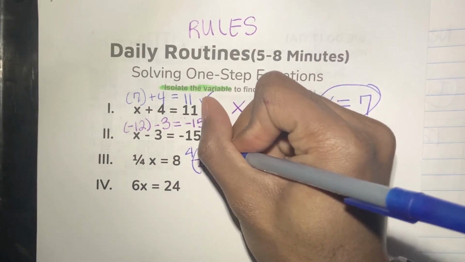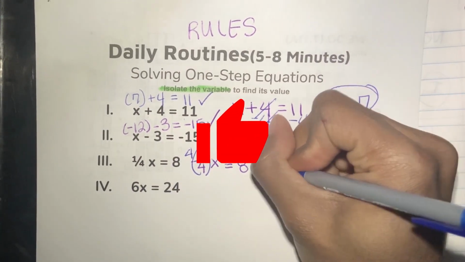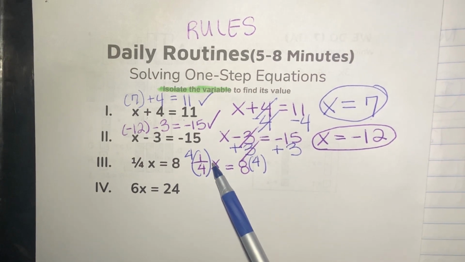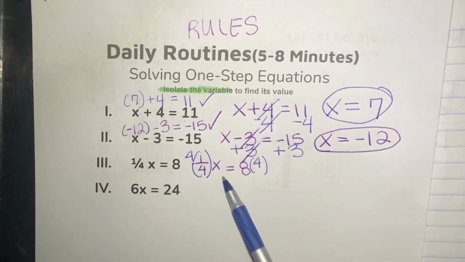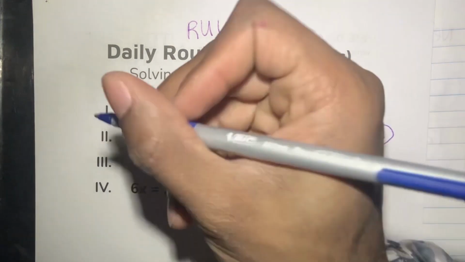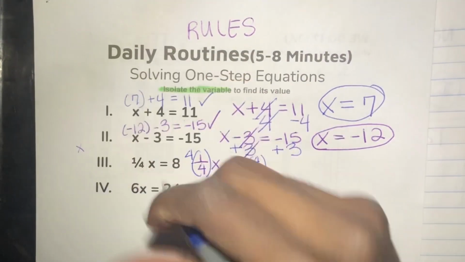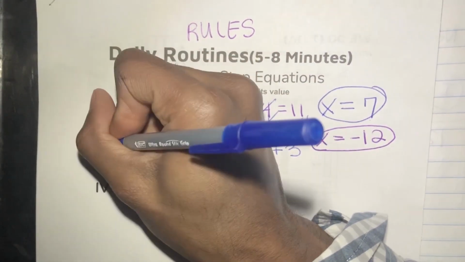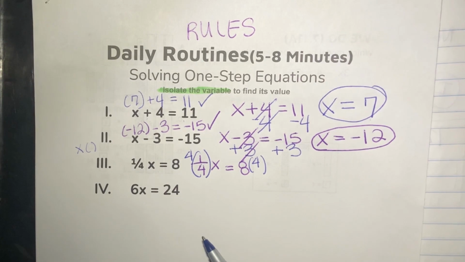Multiply by 4 on the left side of the equation. Multiply by 4 on the right side of the equation. The parentheses is the same thing as the multiplication symbol, if y'all did not know that. You can replace the times sign, the little X symbol, with the parentheses symbol. It's the exact same thing.